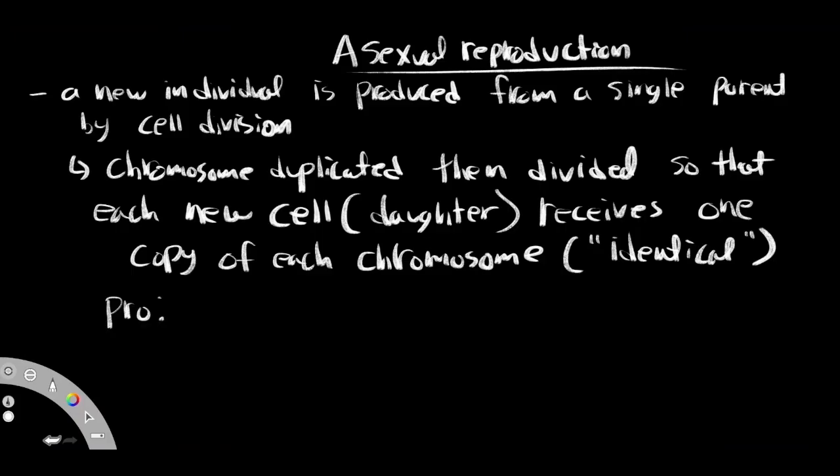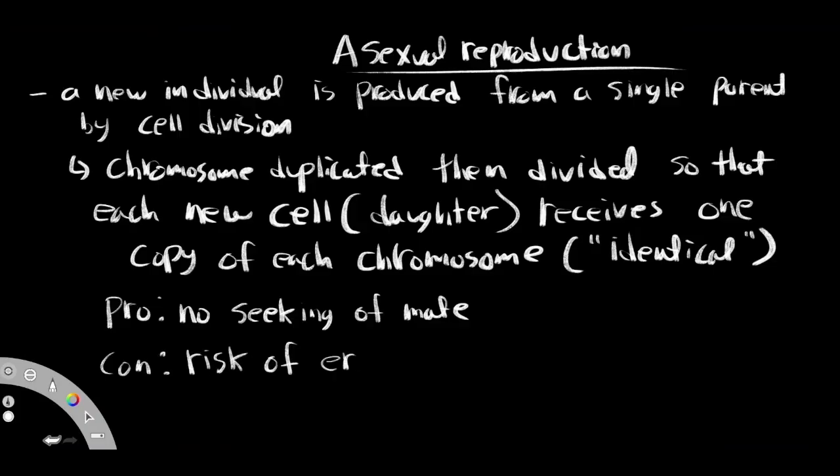So it has an advantage. What's the pro to this? There's no need to seek a mate, so no specialization of mating behavior is required. So it's very efficient in terms of energy. But there is a con. If a disease breaks out, since everyone is genetically identical and genetically susceptible to being harmfully impacted by that disease, then everybody dies because no one is different enough to maybe have a variant that is resistant to it. So there's a risk of eradication.